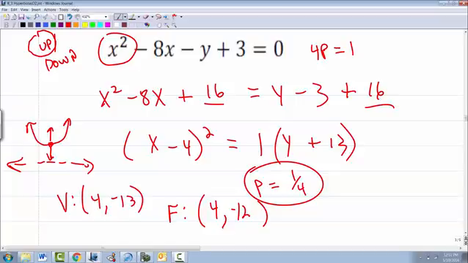4, comma, negative 12. Yes, I'm excited. And 3/4. You can't do that. Oh, I want to throw some insults out there, but I'm a professional. All right? And I won't do that. That is simple fraction work.